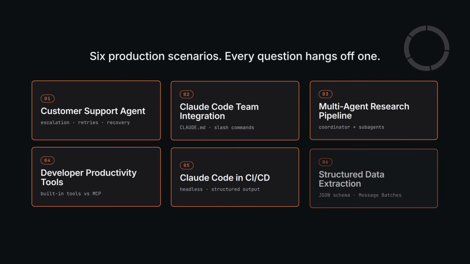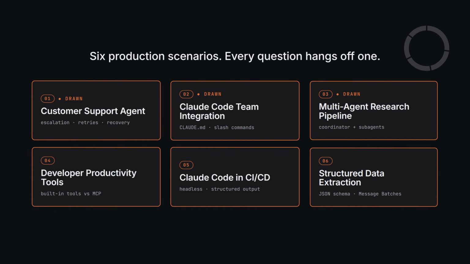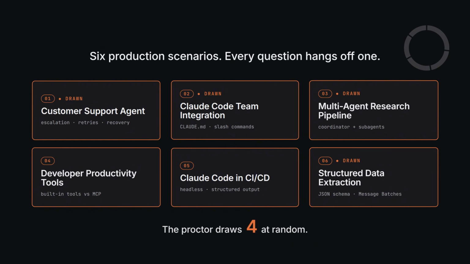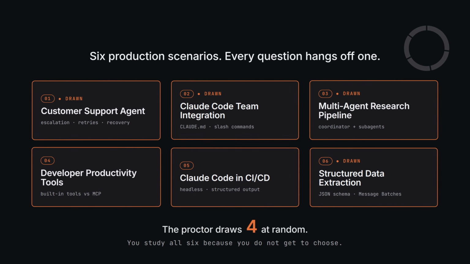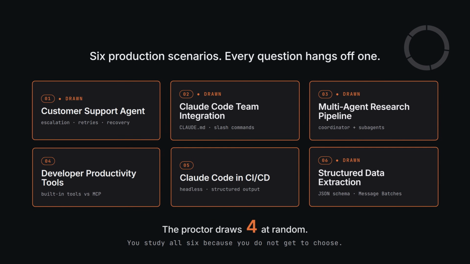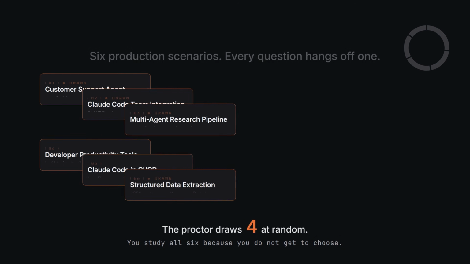Anthropic has published 6 production scenarios. The proctor picks 4 at random and serves them to you. You study all 6 because you do not get to choose, and you also want to know which domains tend to attach to which scenario, because that is what makes the question pool predictable.